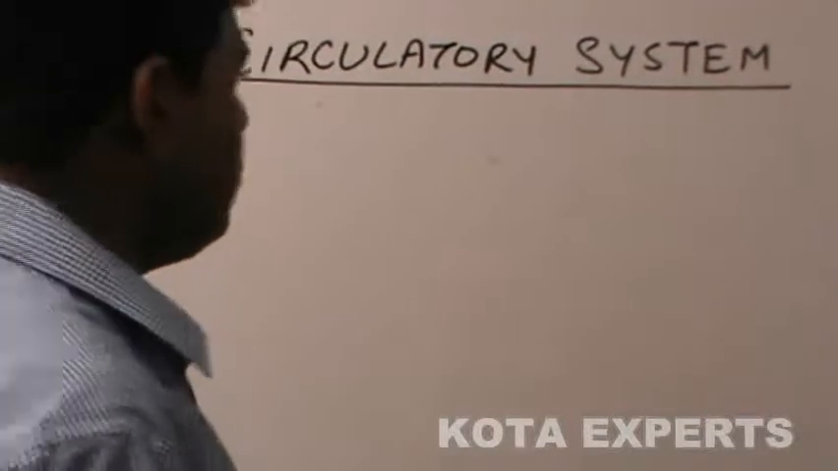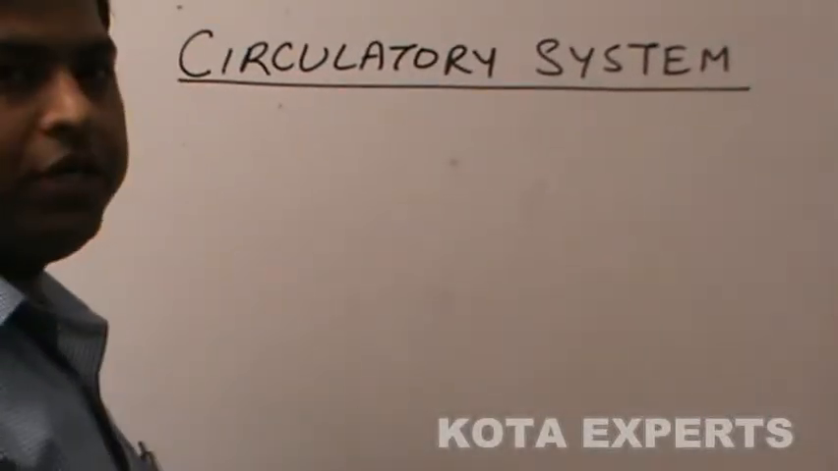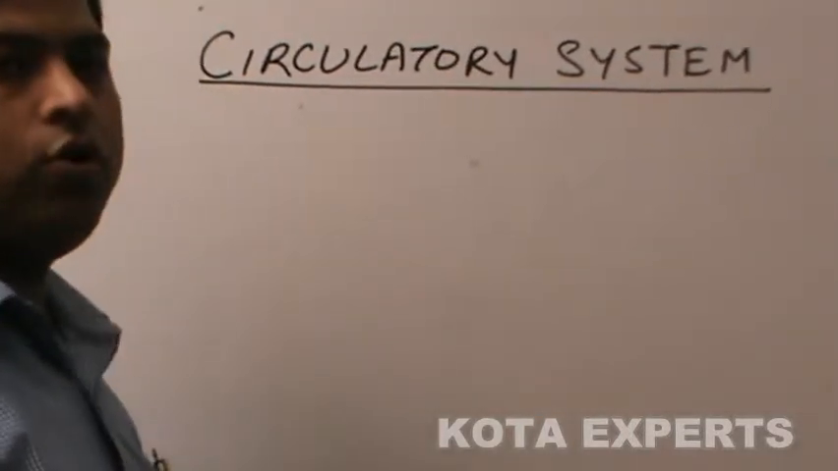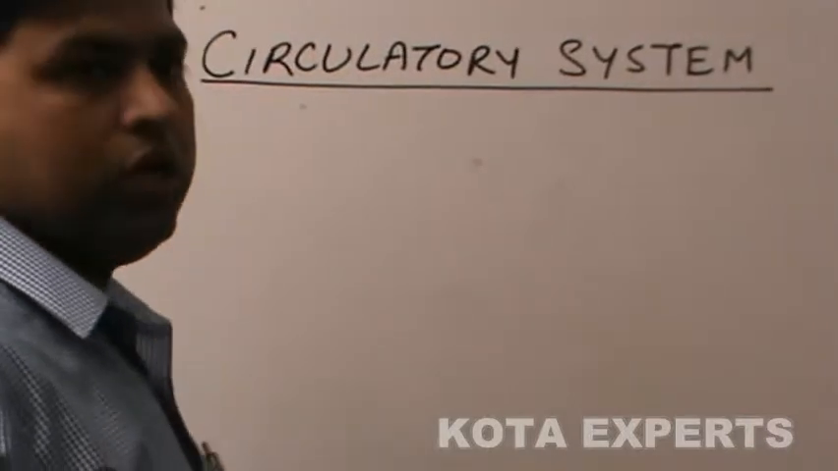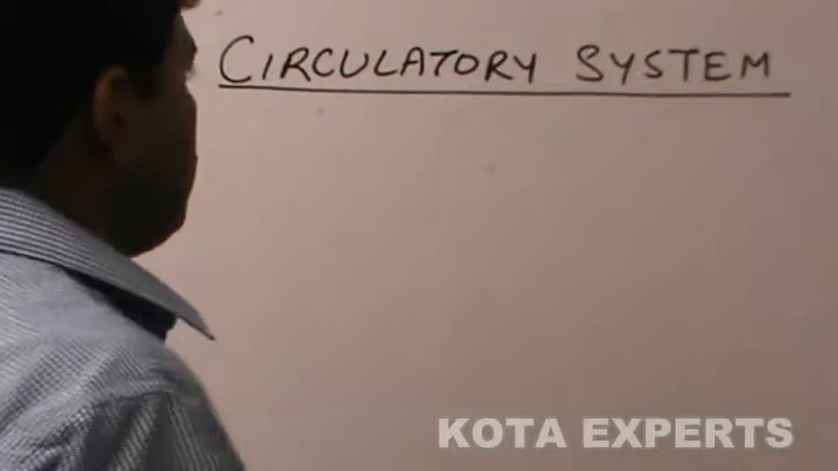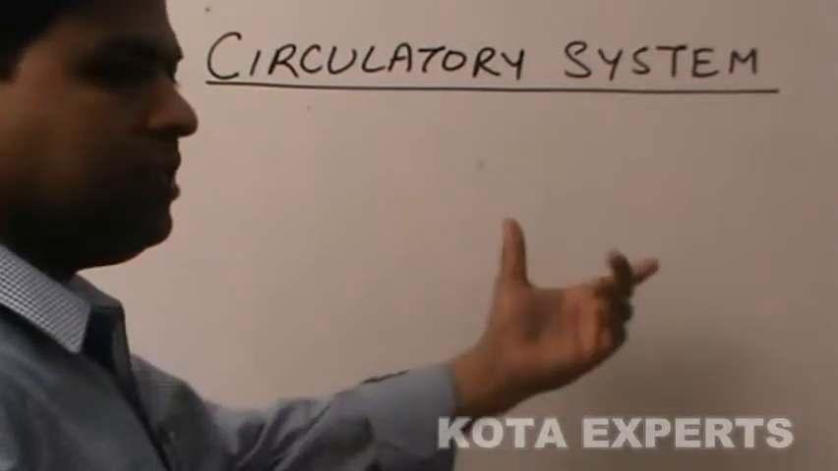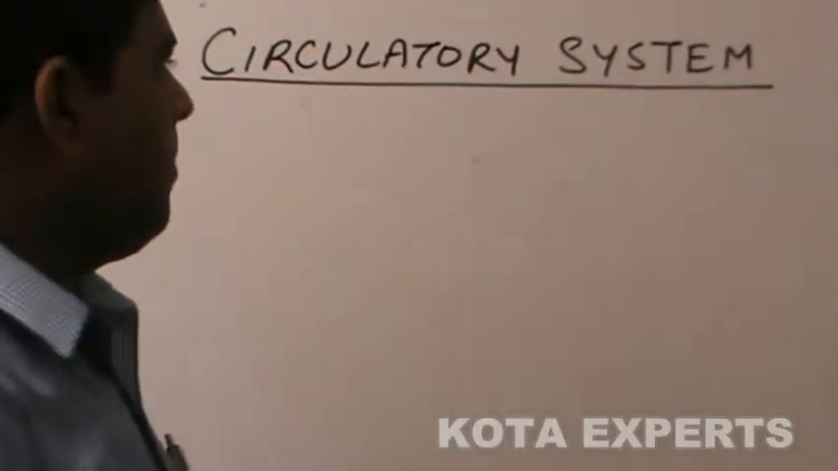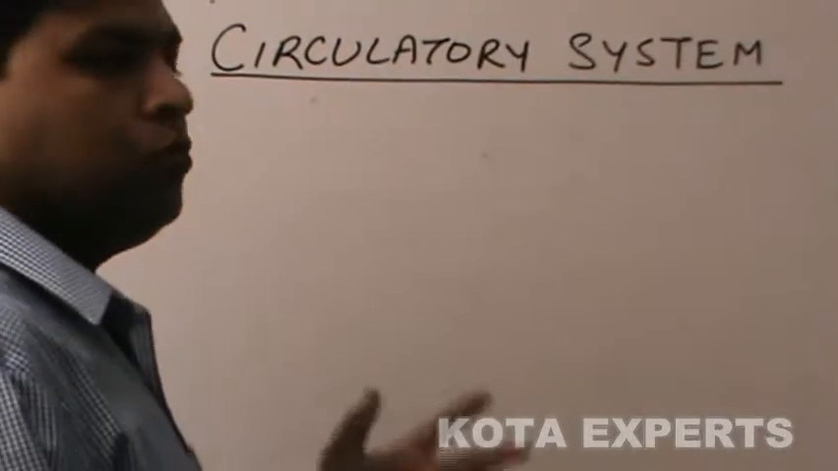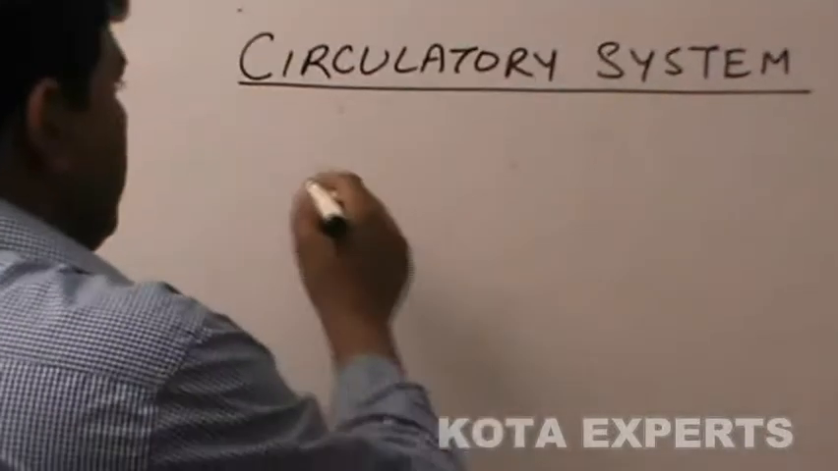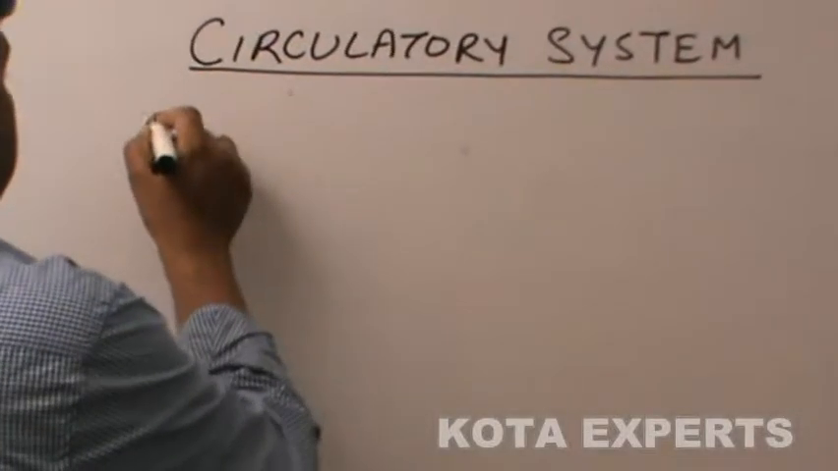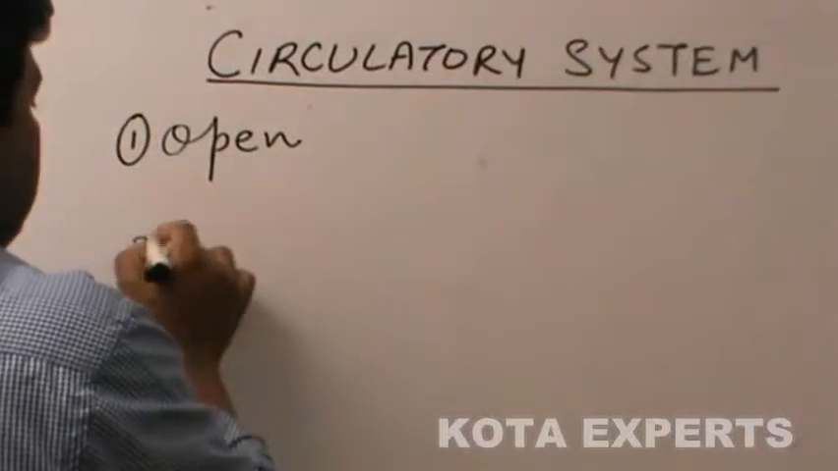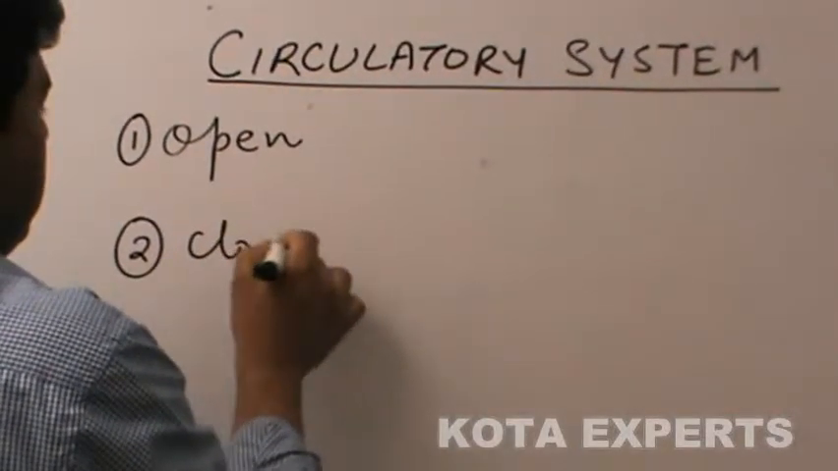Yes, today we are going to start with the circulatory system, a very important system for our body, for the nutrition of the different body tissues as well as the organs. As this is a system, it comprises different types of units. But first we have to understand two different types of circulatory system: the open circulatory system and the closed circulatory system.